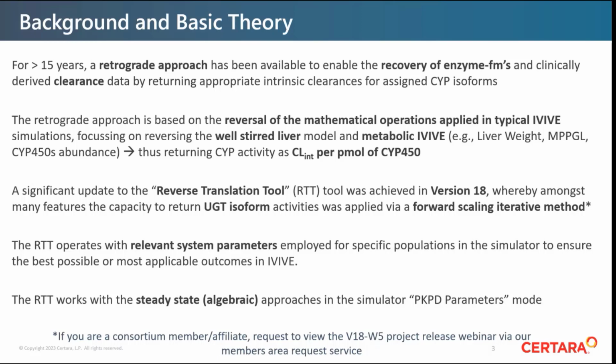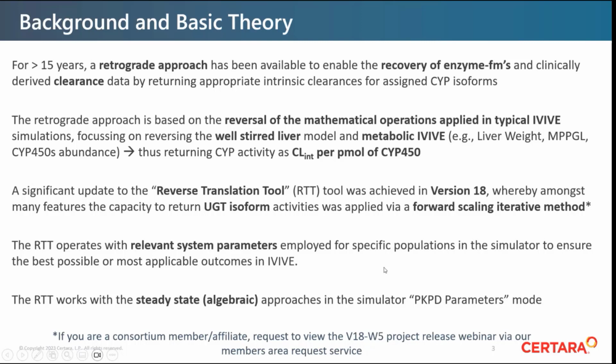In version 18, a significant update to the reverse translational tool, or the RTT, was undertaken, where amongst many features that were added was the capacity to return the UGT isoform activities as well as the CYPs. And this was done via a forward scaling iterative method. If you want to review in great detail the reverse translational tool and all the components to it and some of the philosophies behind it, then you can revisit the V18 release webinar. Please go to our members area if you're a consortium member or affiliate, and you can request the appropriate release webinar to view as a video.